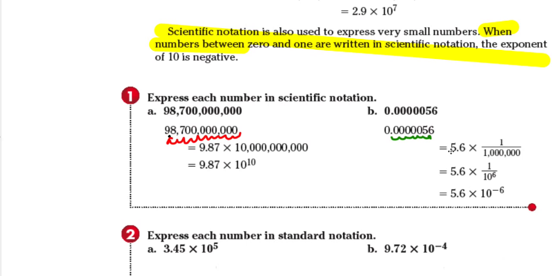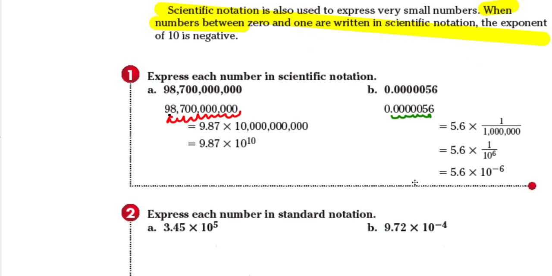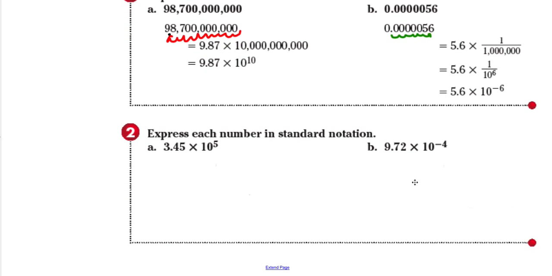So if you want to jump from this example to that example, simply count the number of times you move the decimal to the right, 1, 2, 3, 4, 5, 6, and simply put the negative 6 on as the exponent of 10. Okay? Let's take a look at example number 2.